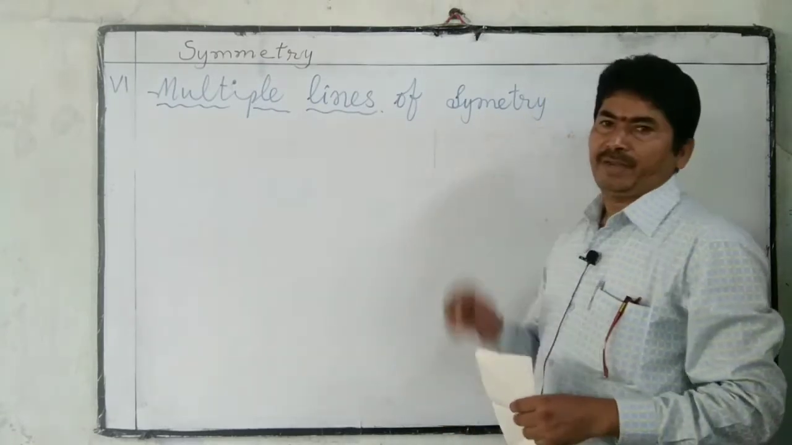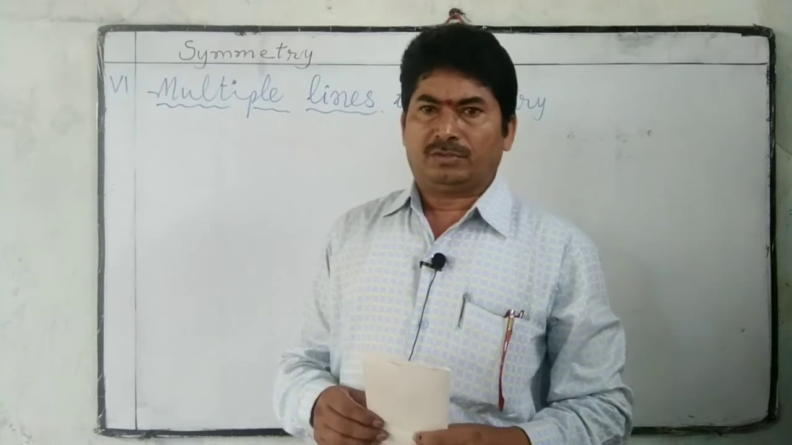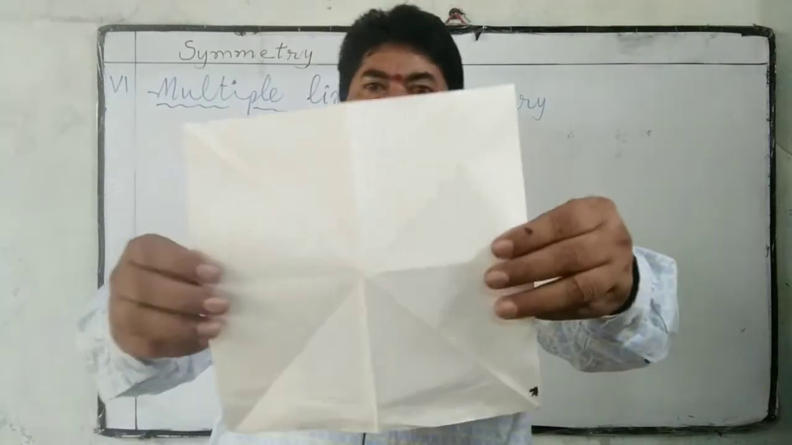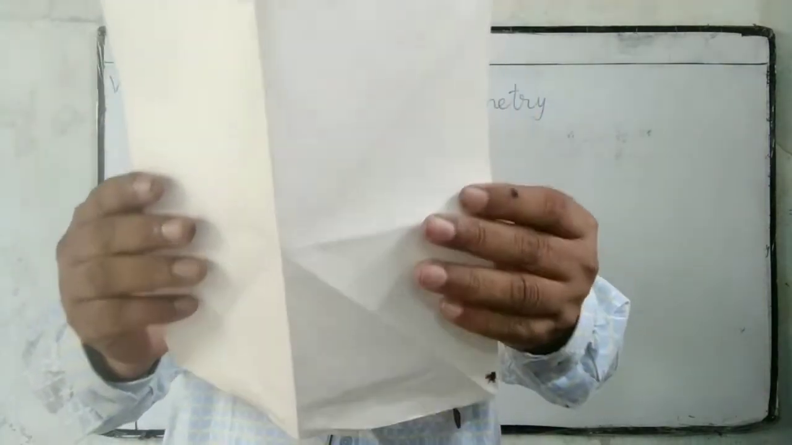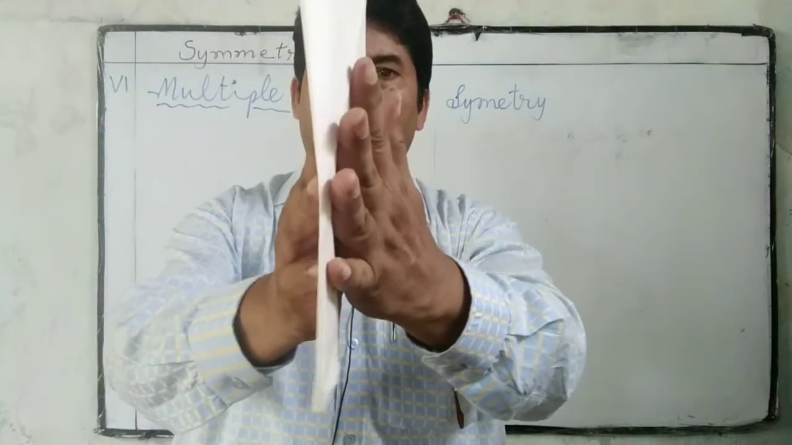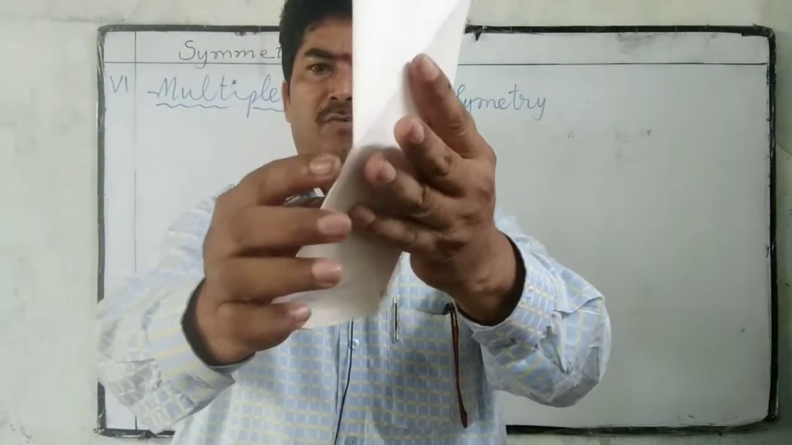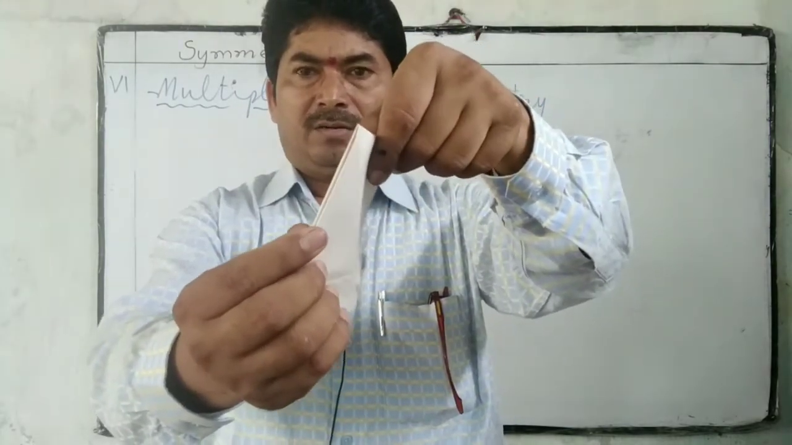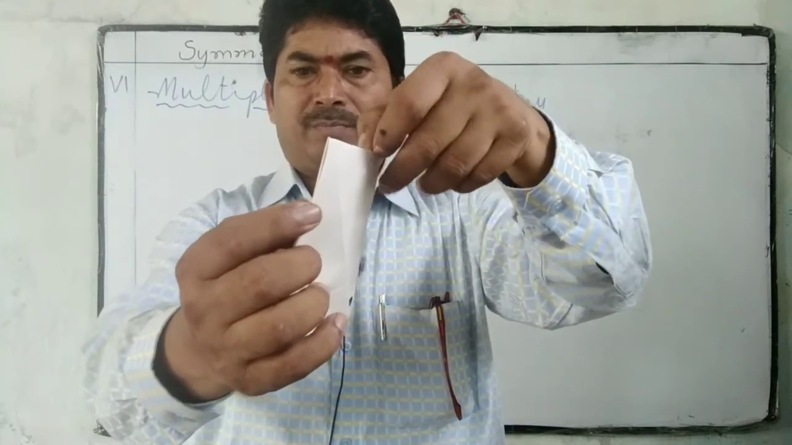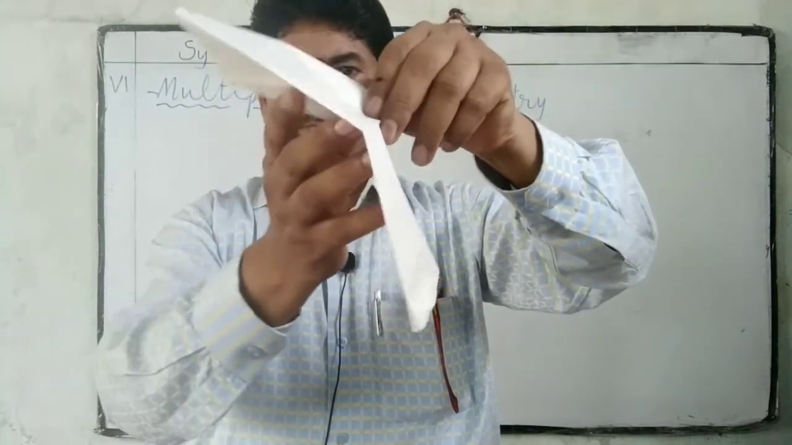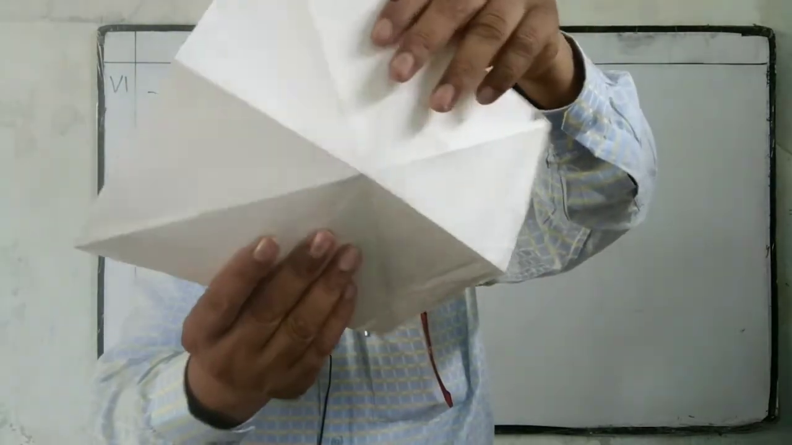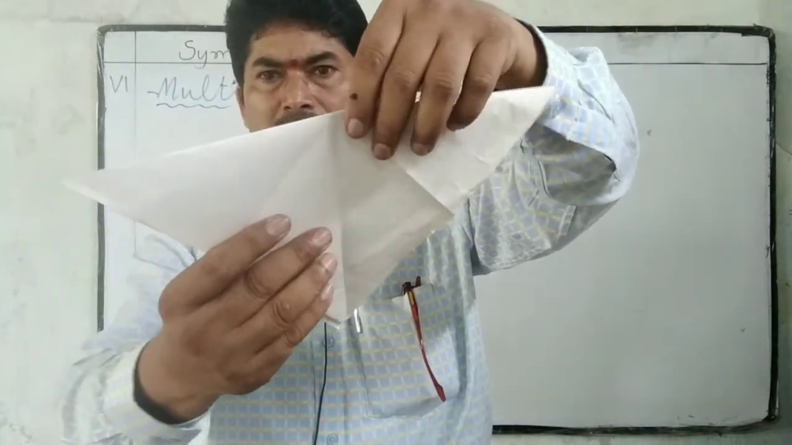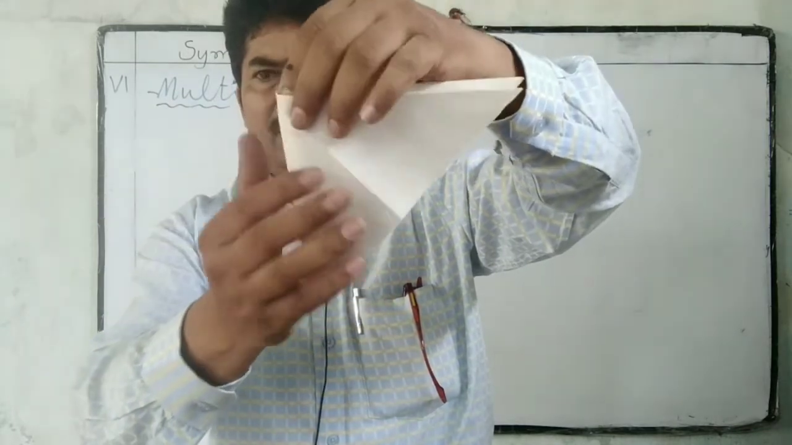Multiple lines of symmetry. To understand this multiple lines of symmetry, we are taking a square of paper and folding it first horizontally, then folding half of this paper like horizontally. Now opening this, unfolding, then folding diagonally and again folding half.